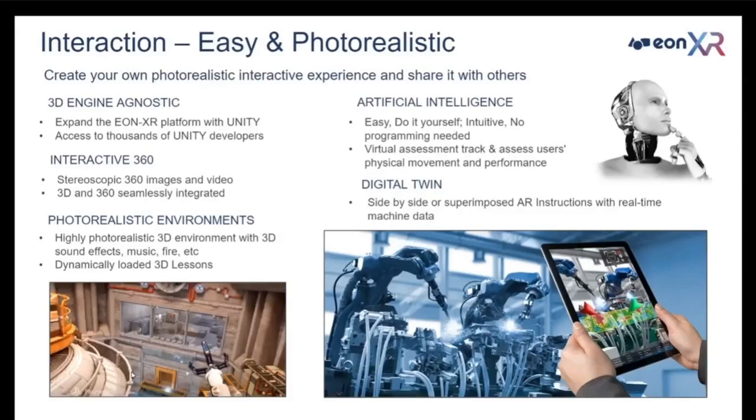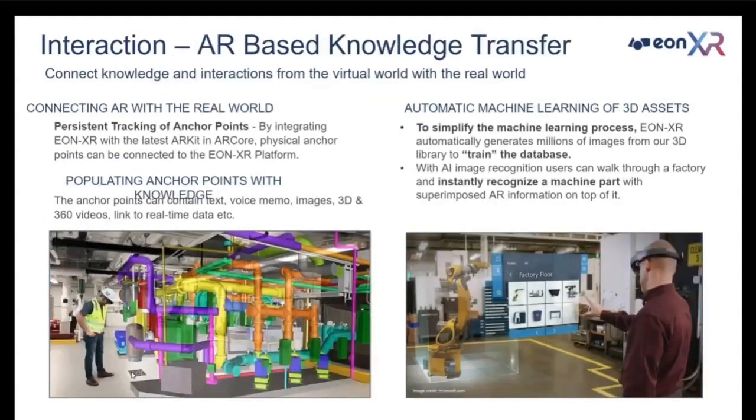Interaction, photorealistic, so we are emphasizing VR with photorealistic environment, interactive 360 environment, ability for you to teleport between different 360 images and videos, better VR environment, ability to do what we call digital twin, to superimpose AR onto real world objects. So again, superimposing AR onto real world objects, and ability to use AI to pull information onto your screen.